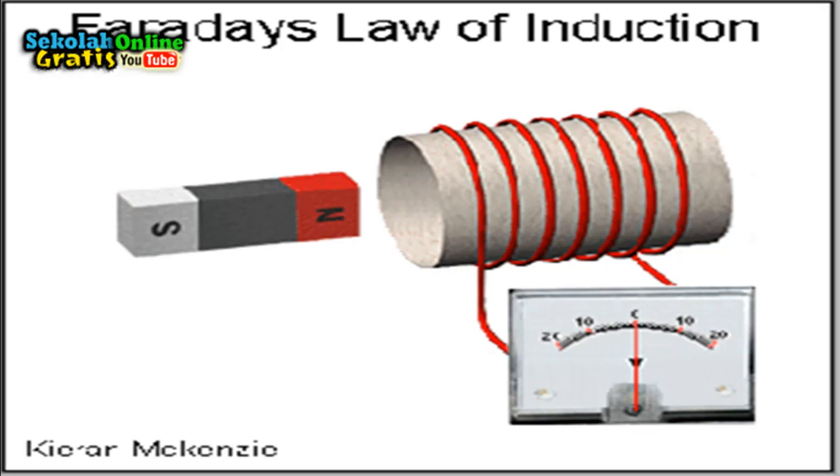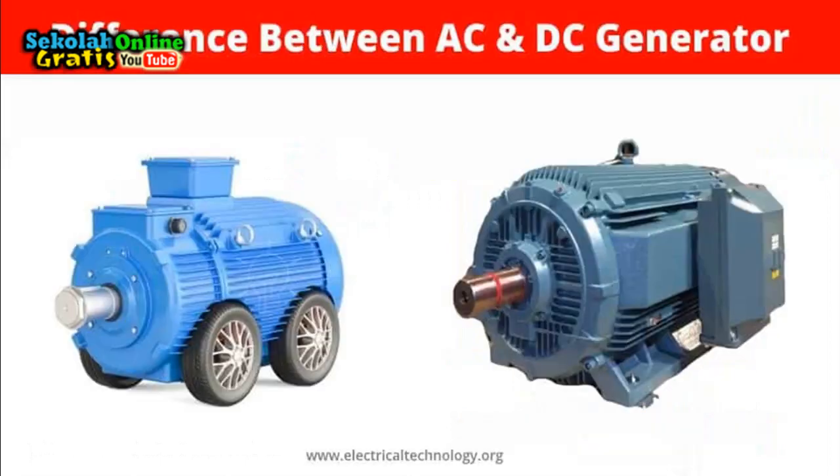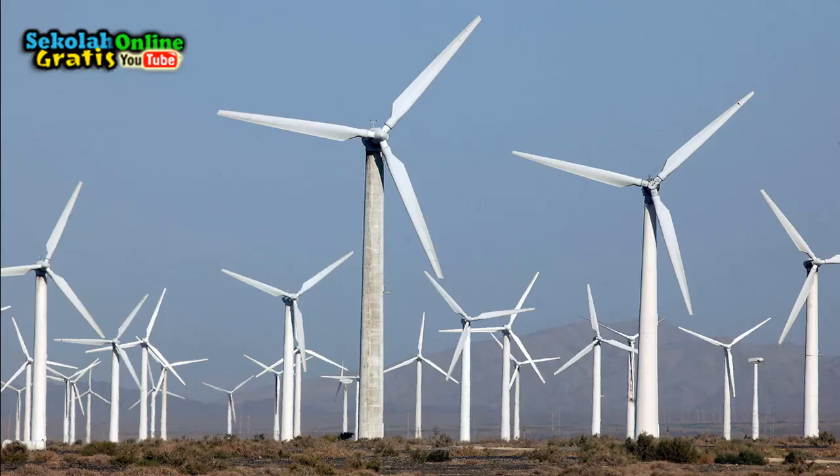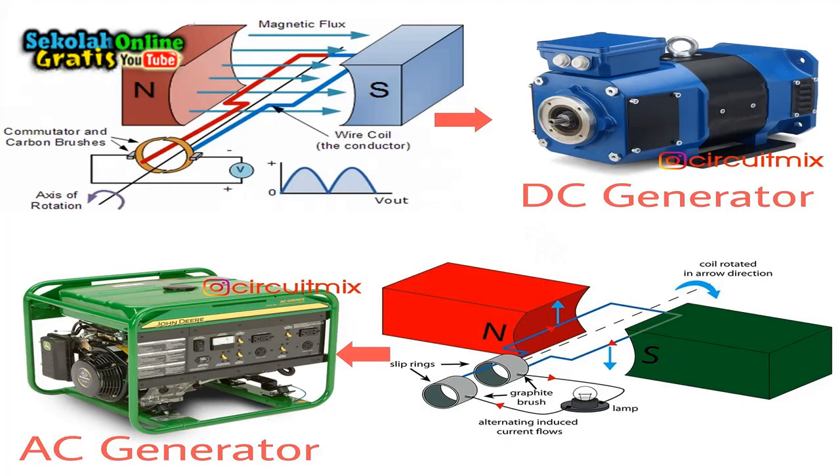According to Faraday, electric current can be generated by moving a bar magnet in and out of the coil. Applied to generators, AC or DC dynamos and transformers. Generator is a device used to convert motion, kinetic energy into electricity. The energy of motion is obtained from the energy of wind, water, and so on.